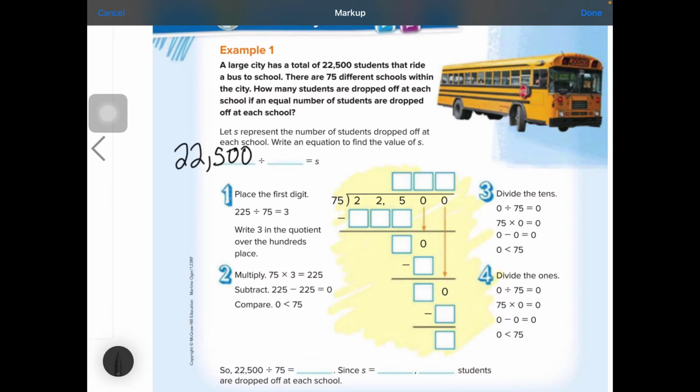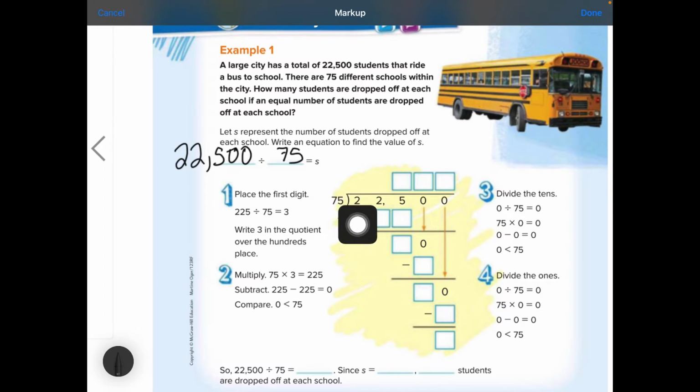We have 22,500 divided by 75 schools. And as you can see, they have it bracketed up here. Doing these long division problems, I highly recommend using graph paper. If you don't, you can have a lot of numbers swim all over the place and get lost. So bracket it up and use graph paper for the best success.